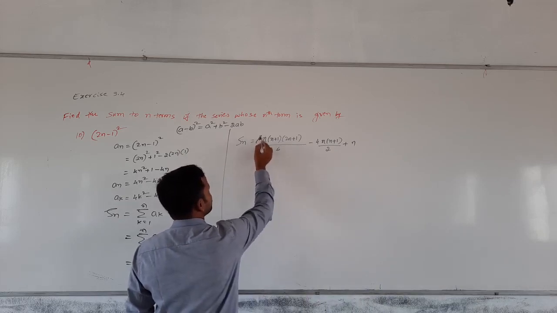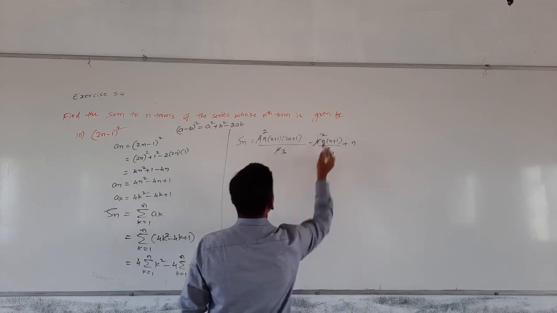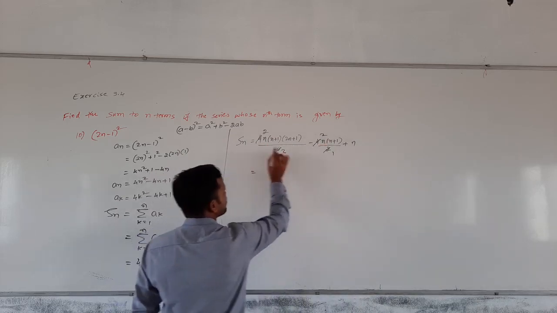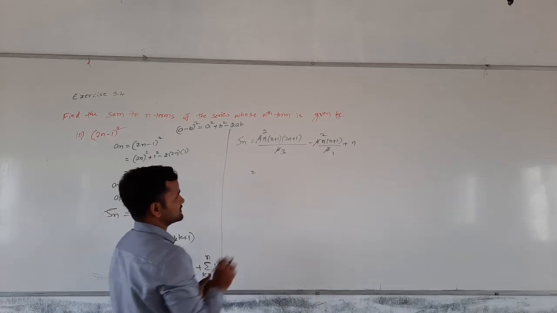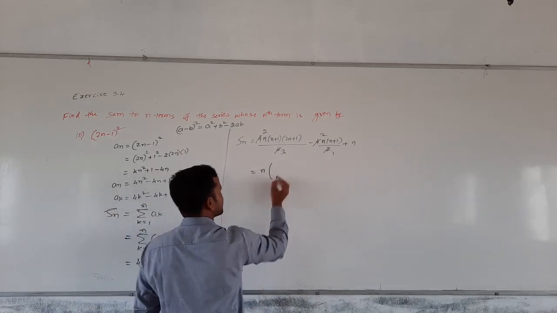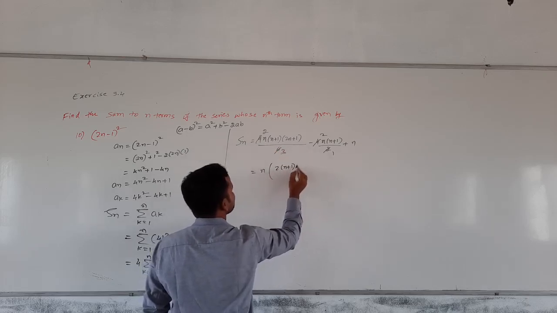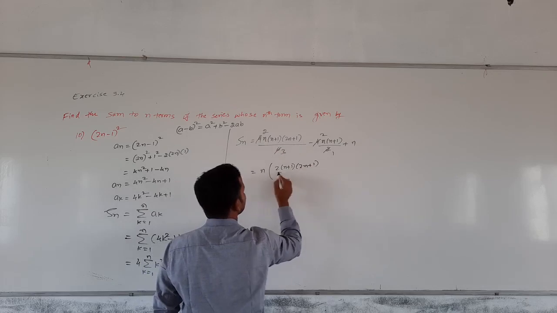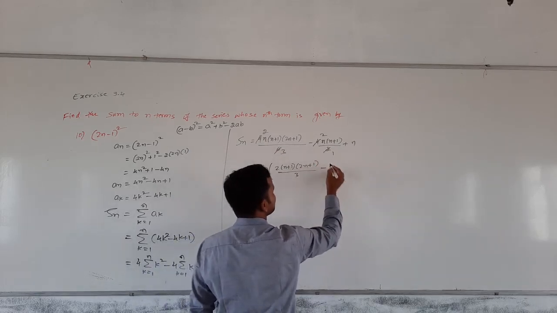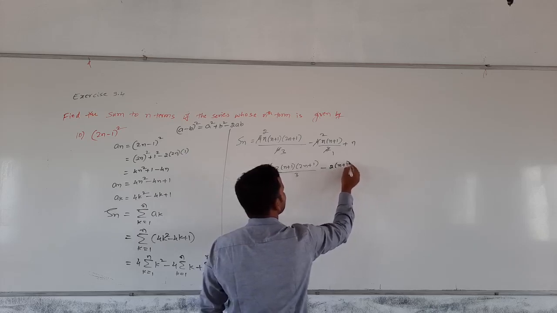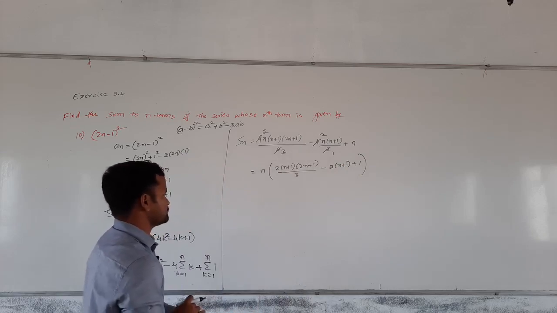4 and 6 have a common factor 2: 2 2s are 4, 2 3s are 6. From all these three terms, what is common? N is common here. Take n outside. N into, here remaining 2 into (n plus 1) into (2n plus 1) divided by 3, minus, from this, n is already outside, 2 into (n plus 1), and n is outside means 1 remains from the third term.